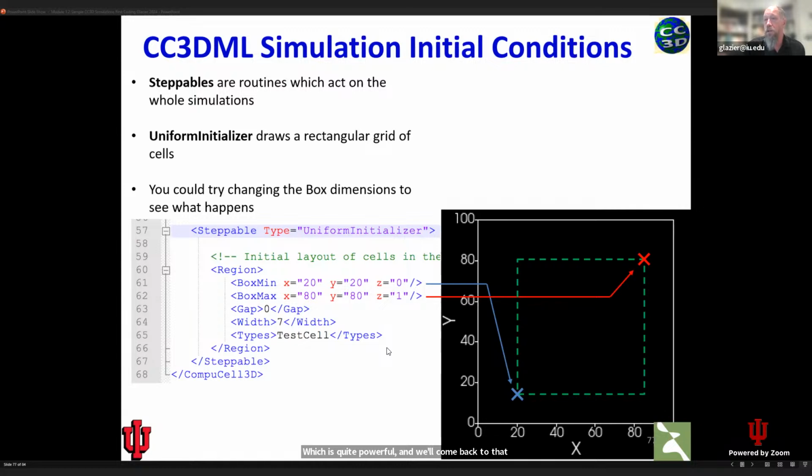Okay. There's something called a steppable at the end of the XML. And we don't have a lot of initial condition generators, but you could draw a square box of cells. And you'll have steppable type uniform initializer that draws a square or rectangle of cells. You could specify the beginning and end coordinates of the rectangle, whether the cells are touching each other or separated, how big they are, and what kind of cells you want in the box.